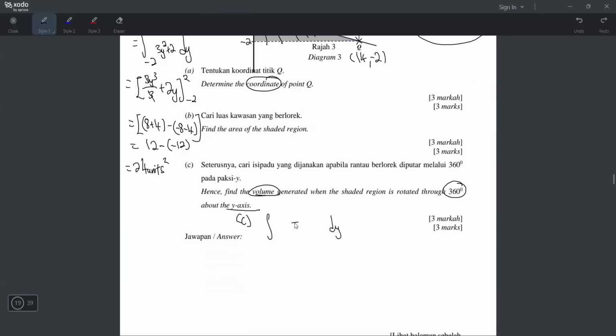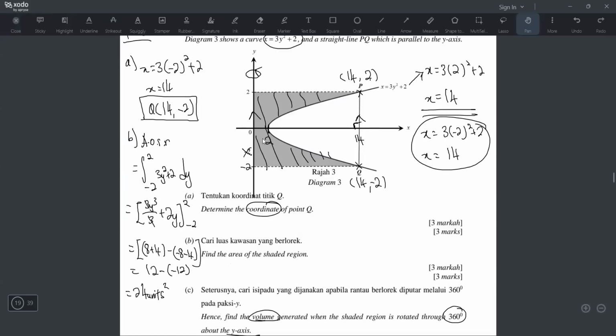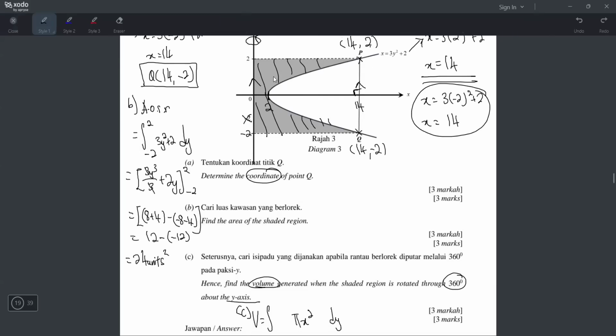And the formula will be pi x squared. Okay, that's how you find volume. Its formula has pi and a square. Then what if this one is dx? Then this one is pi y squared. Like that.